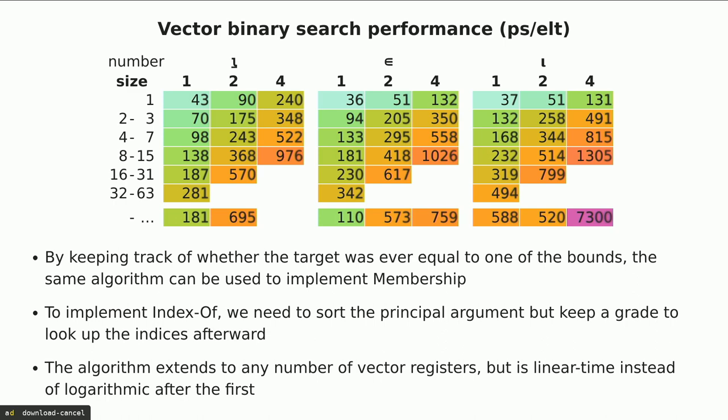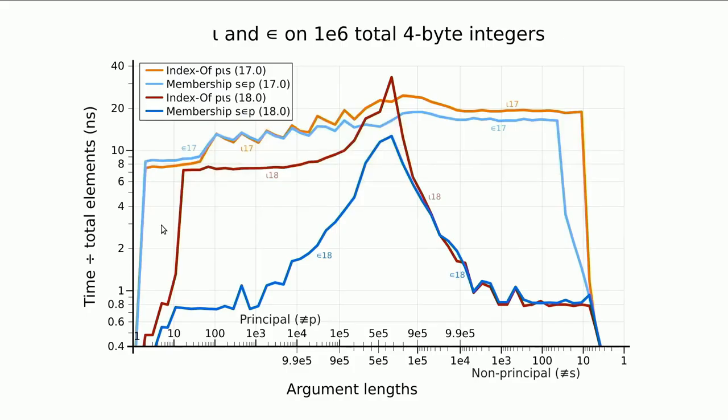In this case, I'm looking at both the principal argument. The left side is as the principal argument gets larger, and the right side is as the non-principal argument gets smaller. So I'm graphing a million total elements. And unfortunately, the scale's in nanoseconds now. But we'll see this part too.